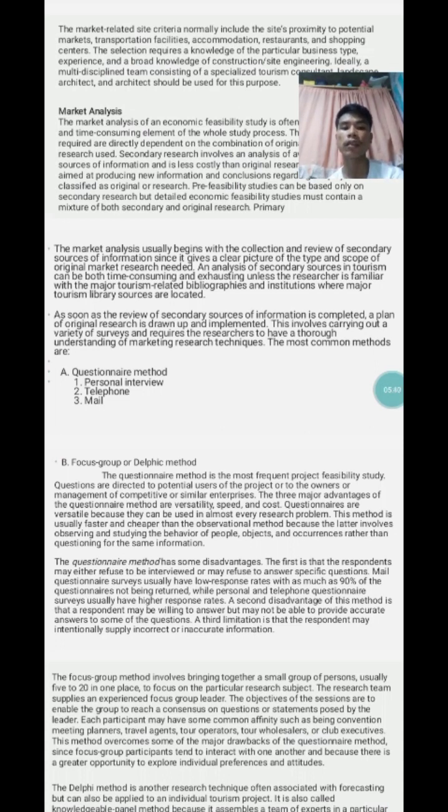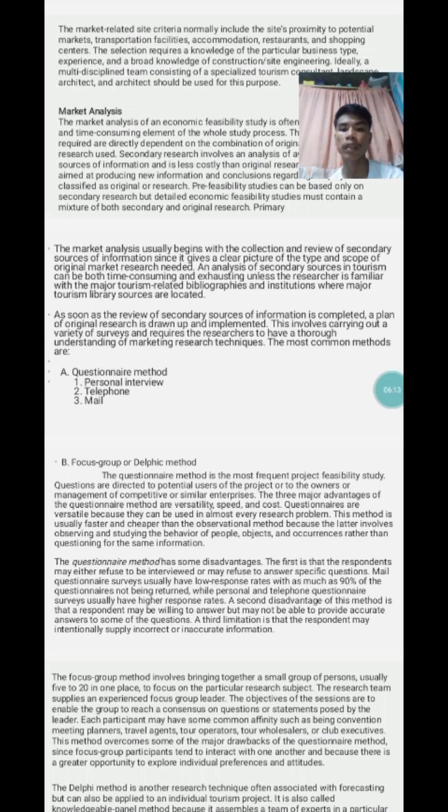An analysis of secondary sources of tourism information can be both time-consuming and exhausting unless the researcher is familiar with the major tourism-related bibliographies and institutions where major tourism resources are located. As soon as the review of secondary sources is completed, a plan of original research is drawn up and implemented. This involves carrying out a variety of surveys and requires the researcher to have a thorough understanding of marketing research techniques.